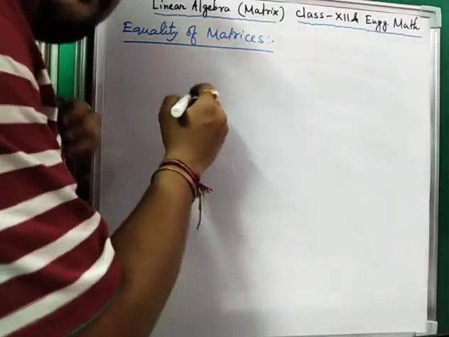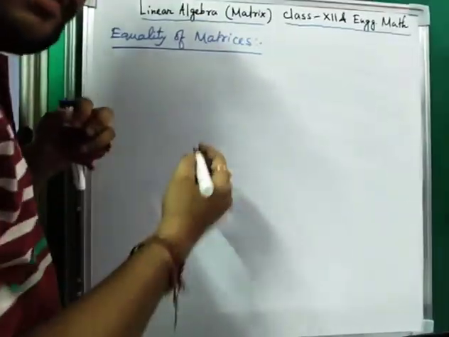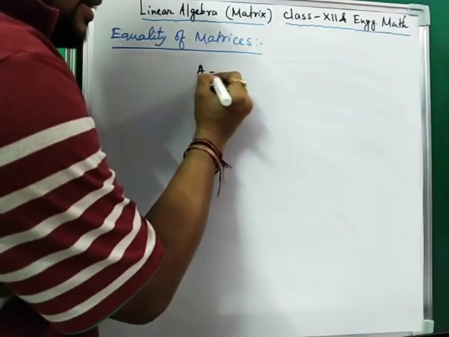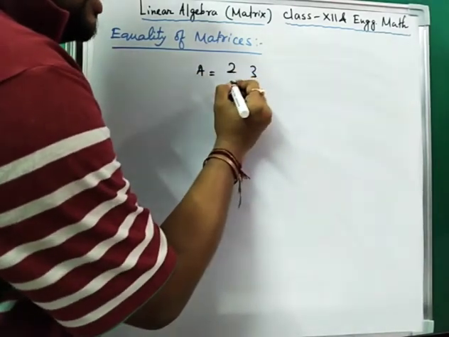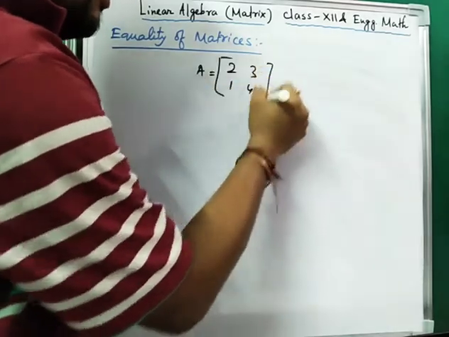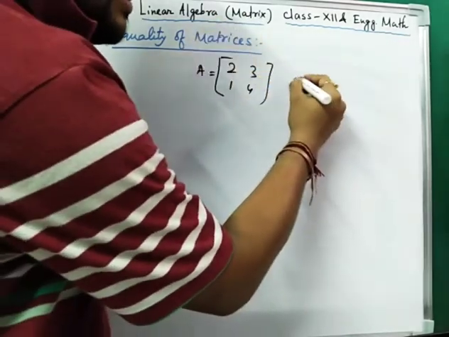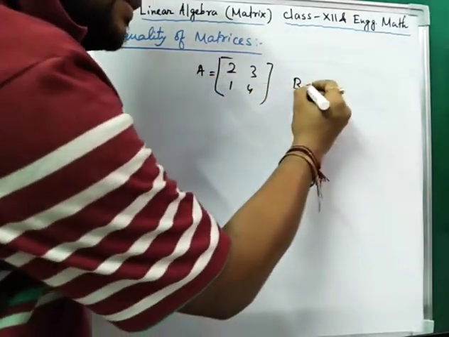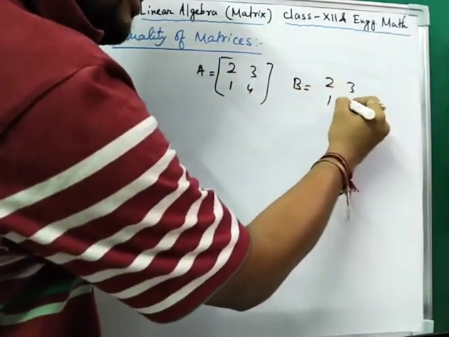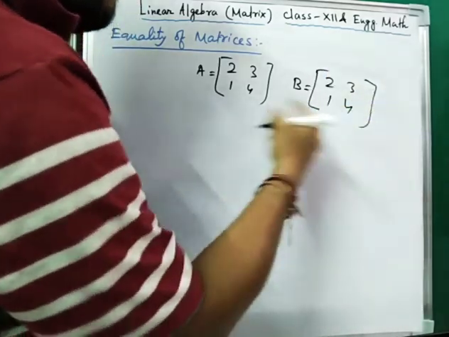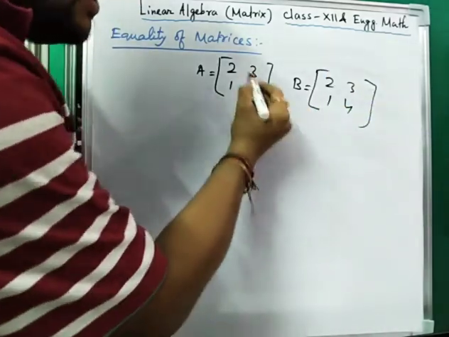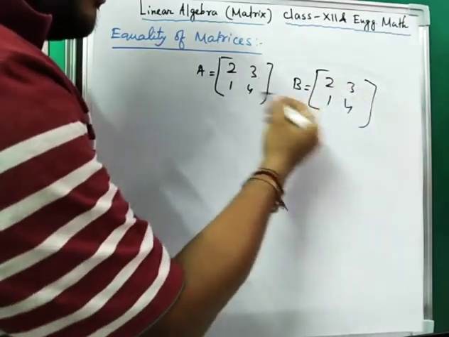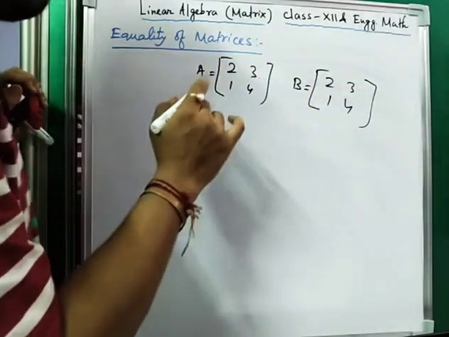Here you will be able to understand how matrices can be equal. Please remember, two matrices can be equal. Suppose A is a matrix 2 3, 1 4. Equality means two matrices must have the same size, and second, the data must be the same, like 2 3, 1 4. Then only you can say these two are exactly equal, meaning all the data is the same. Here 2 is also 2, 3 is 3, 1 is 1, 4 is 4. So this is called equality of matrices.